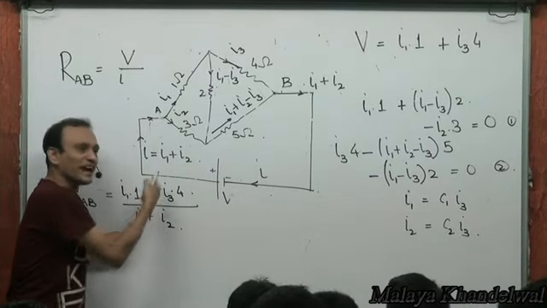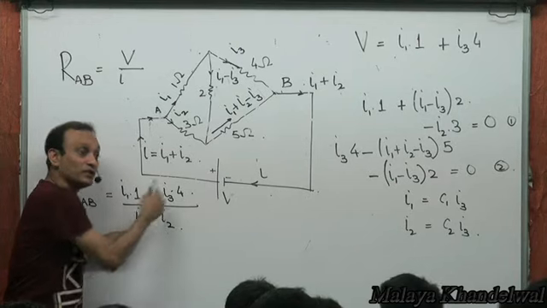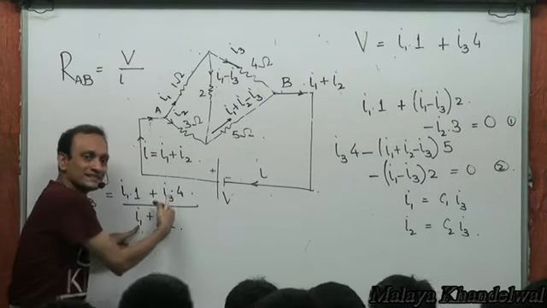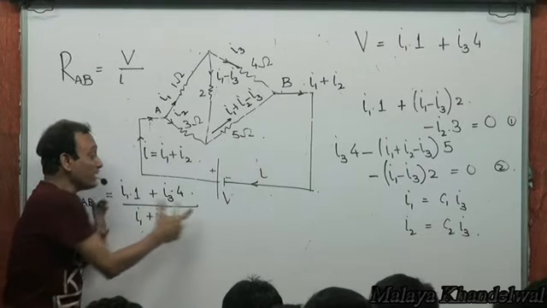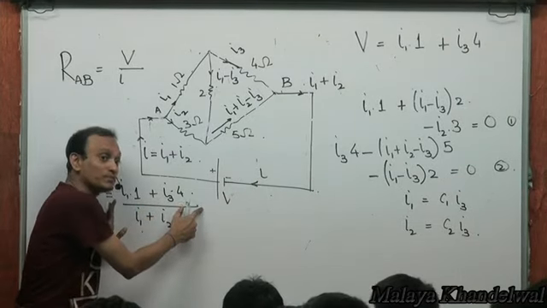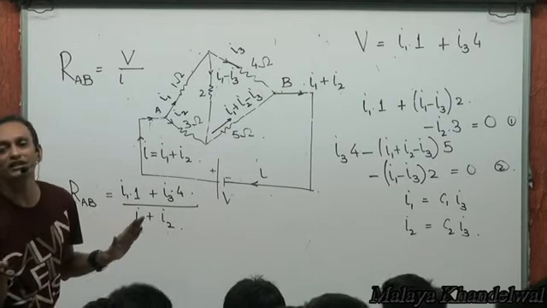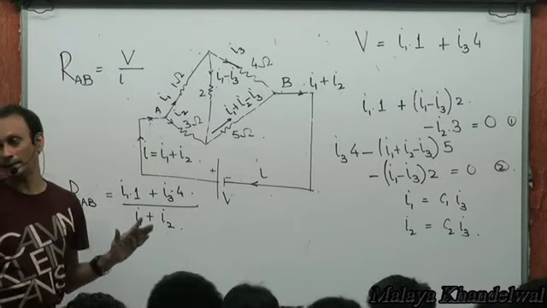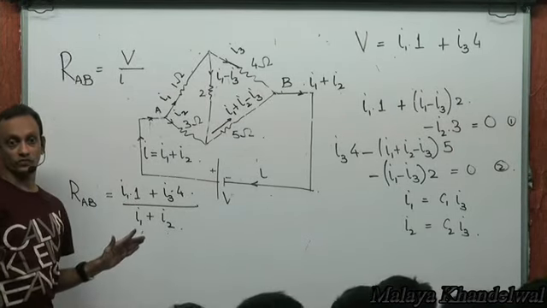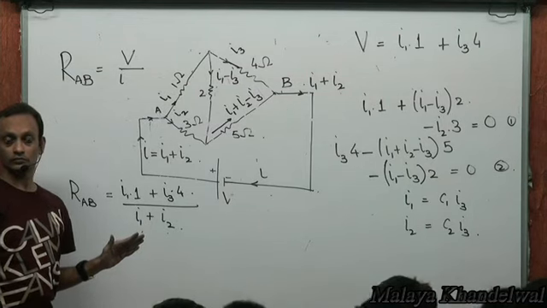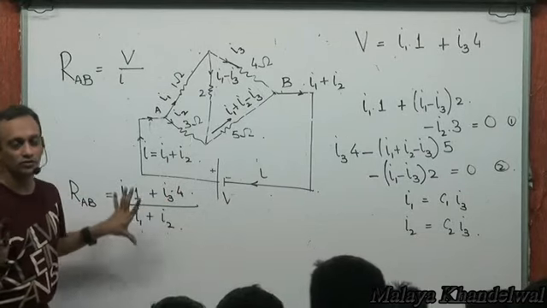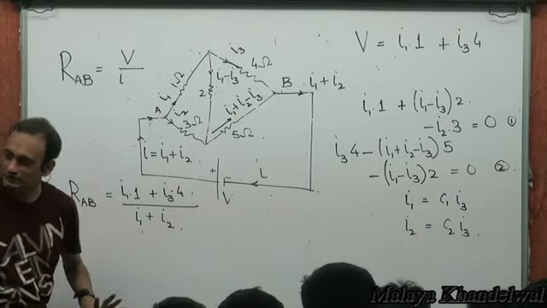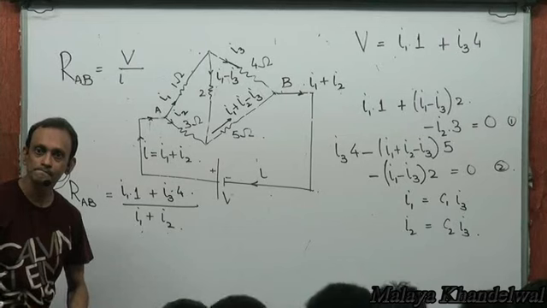Do you realize that I3 will get cancelled from numerator and denominator, and you will just get a number out of this, which will give you the equivalent resistance across A and B? Yes or no? We'll save the calculations. We'll not bother about that, but just to tell you what needs to be done. Right? All's good?